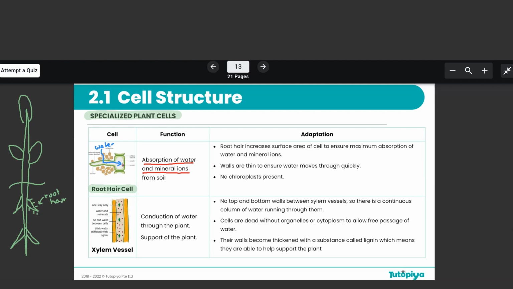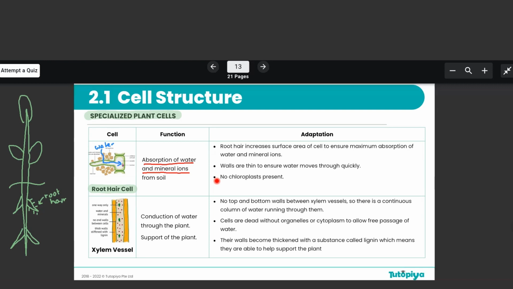And the third adaptation shown by these specialized cells is that they don't have any chloroplasts in them. Now, these cells are found underground, and obviously these cells have their own specialized functions to perform. So there's actually no need for them to have any chloroplasts, because they're not going to take part in photosynthesis anyways. So these are the three unique adaptations shown by root hair cells.